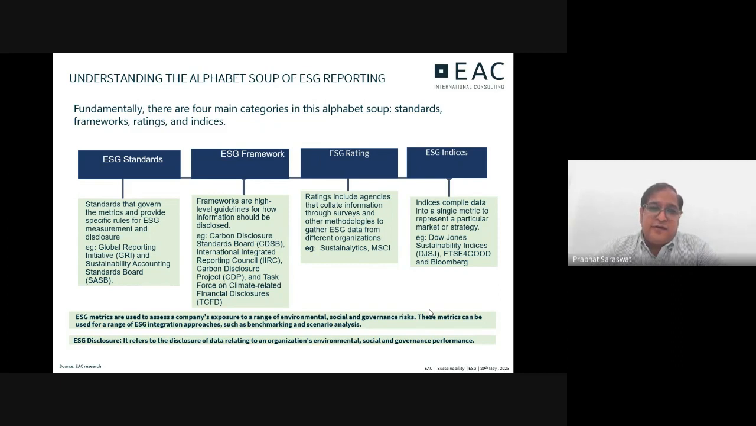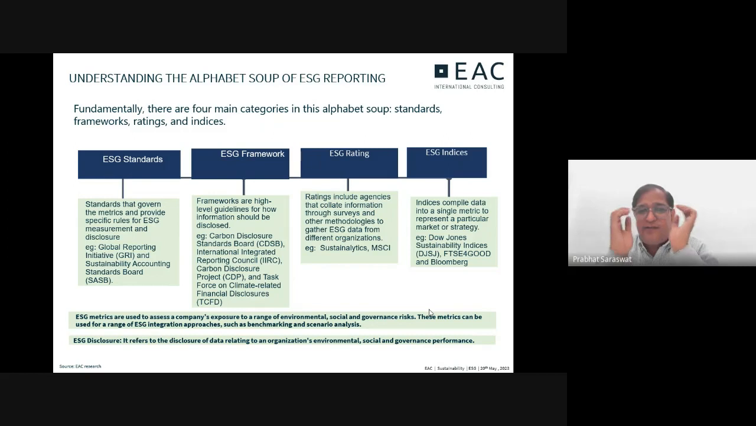So what are ESG standards? Standards govern the metrics and provide specific rules for ESG measurement and disclosures. For example, GRI, the Global Reporting Initiative, and SASB, the Sustainability Accounting Standards Board. These are standards, out of many standards. And ESG frameworks are basically the guidelines on how information should be disclosed. For example, the International Integrated Reporting Council, the Carbon Disclosure Project, CDP, and the TCFD, the Task Force on Climate-Related Financial Disclosures. So various frameworks are available across the globe.